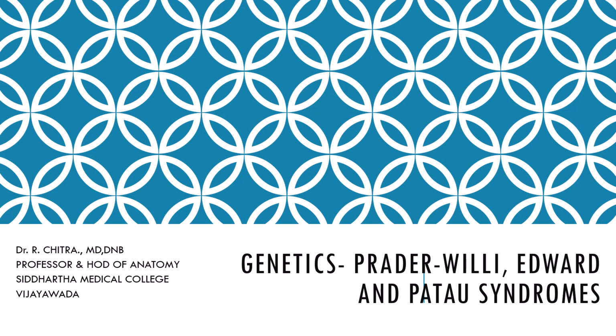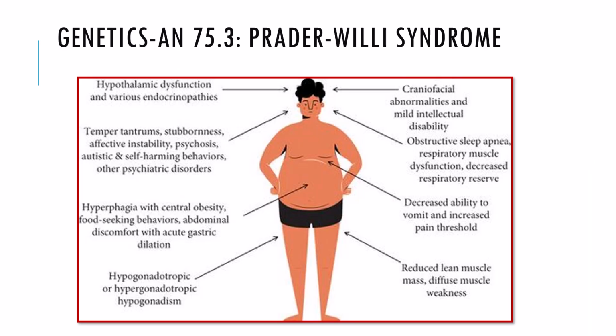In this video we will see the important genetics topics: Prader-Willi, Edwards and Patau syndromes. In this slide we are seeing the important features of Prader-Willi syndrome. The main defect is the hypothalamic dysfunction that causes the other abnormalities. First we will see the genetic basis of Prader-Willi, then we will move on to the clinical features.